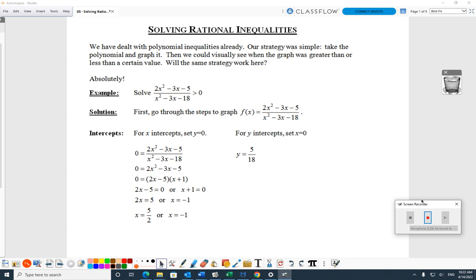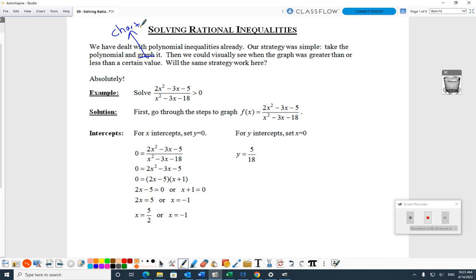Okay, we have dealt with polynomial inequalities already. Our strategy was simple. Take the polynomial and graph it. Well, I was trying to convince you not to graph it, to chart it, and hopefully you found out this chapter that it was good advice, switching over to charts instead of relying on graphs, okay? But you could still graph it. That still works. Then we could visually see when the graph was greater or less than a certain value. Will the same strategy work here? Absolutely.